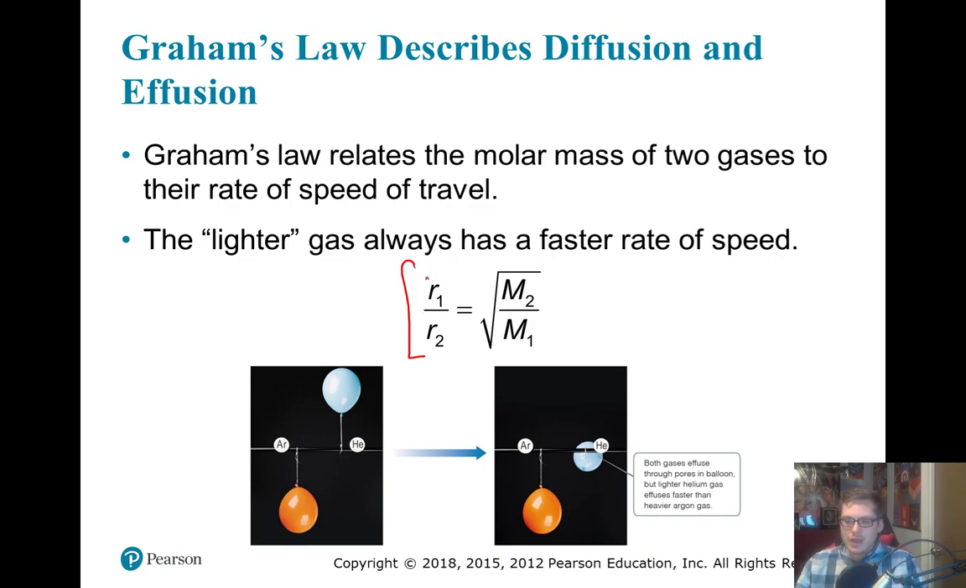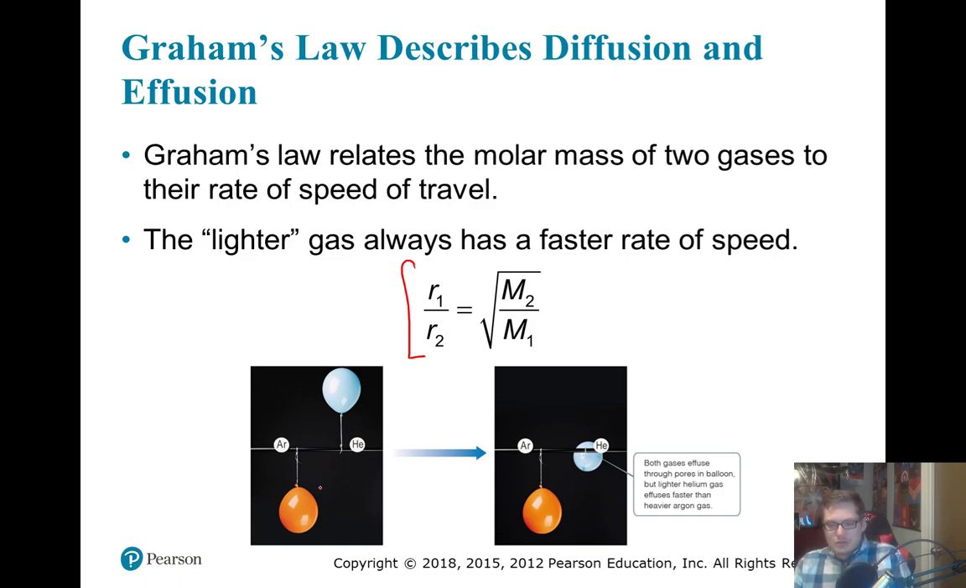Okay, where the rate of speed of the first gas over the second gas is equal to the square root of the molar mass of the second gas over the first gas. All right, so this is an important equation that I want you to be familiar with. All right, I also like this graphic here.